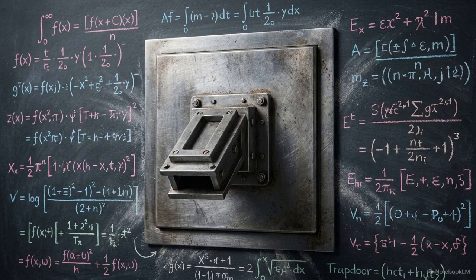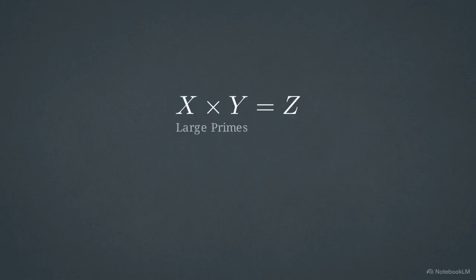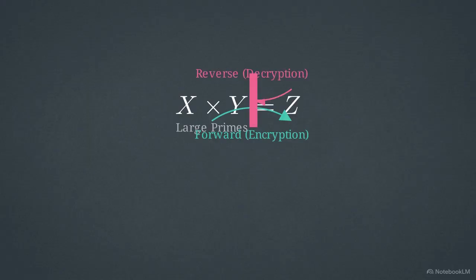The security of this mechanism relies entirely on trapdoor one-way functions. These are mathematical operations that are trivial for a computer to execute in one direction, but practically impossible to reverse without possessing the specific trapdoor information contained in the private key.